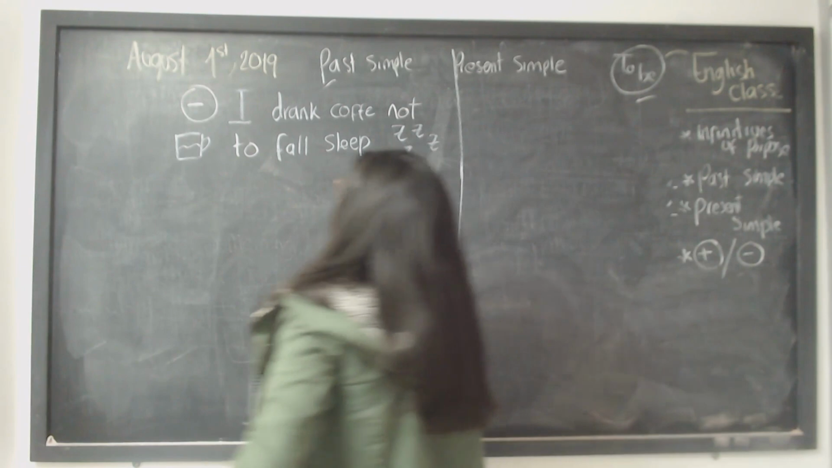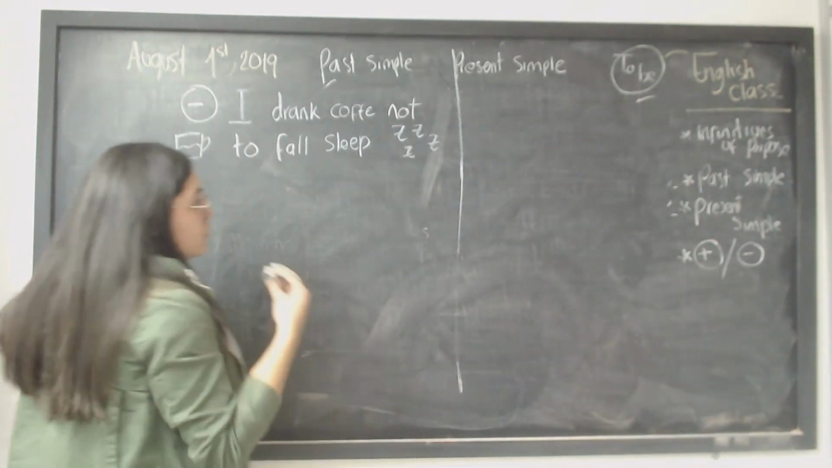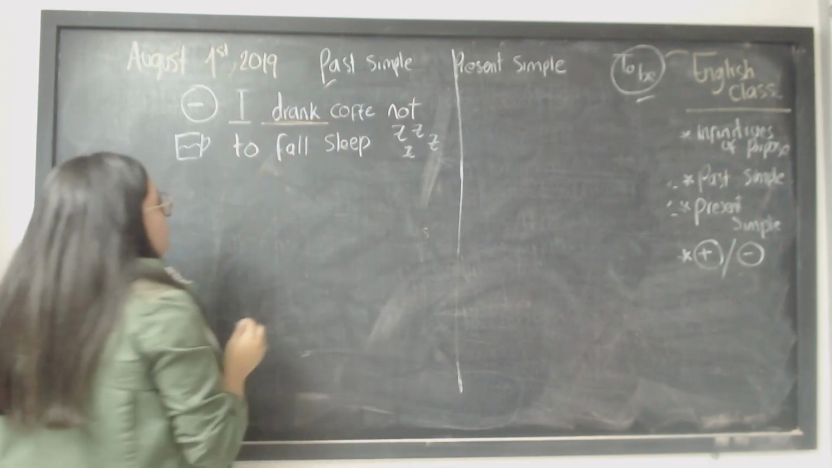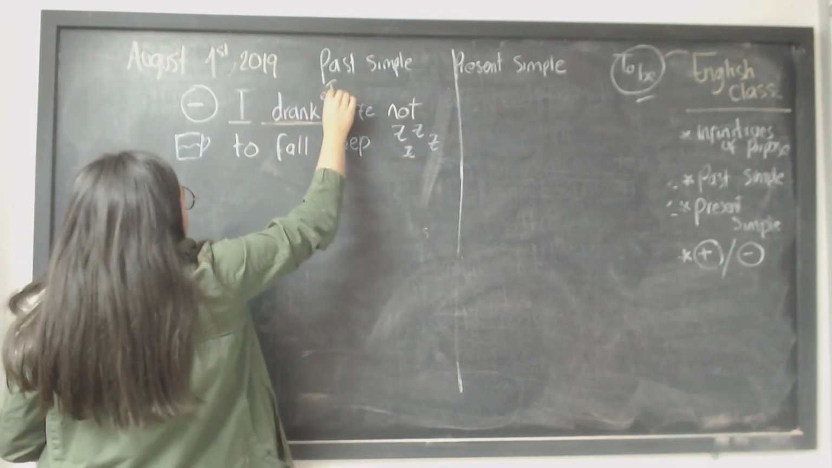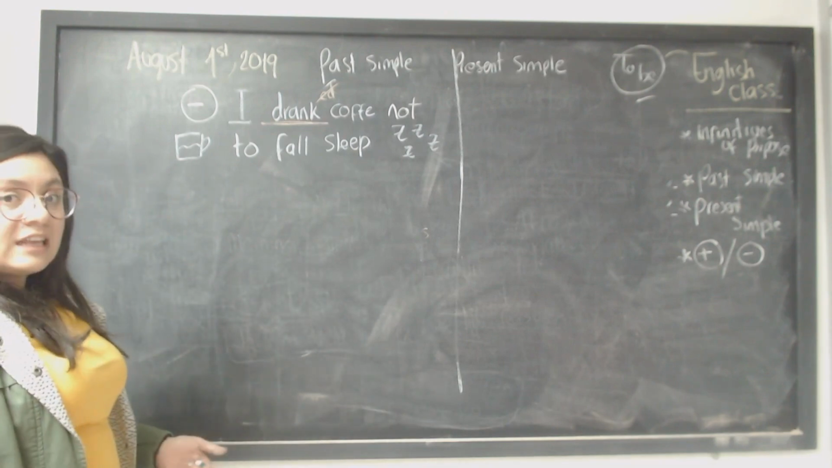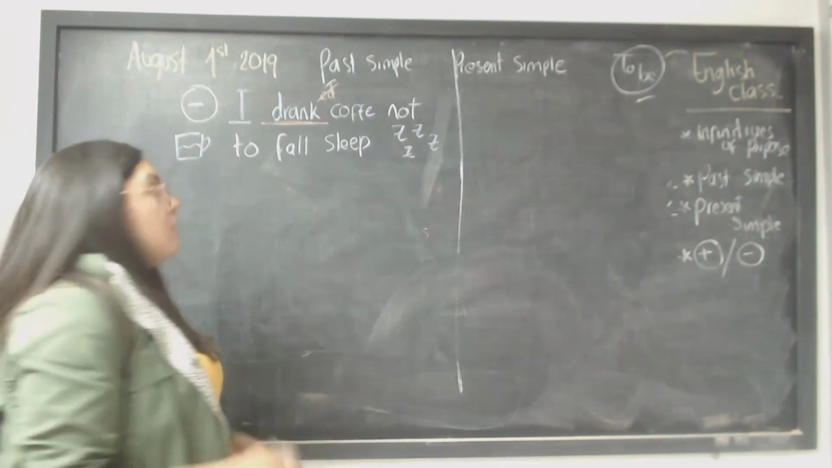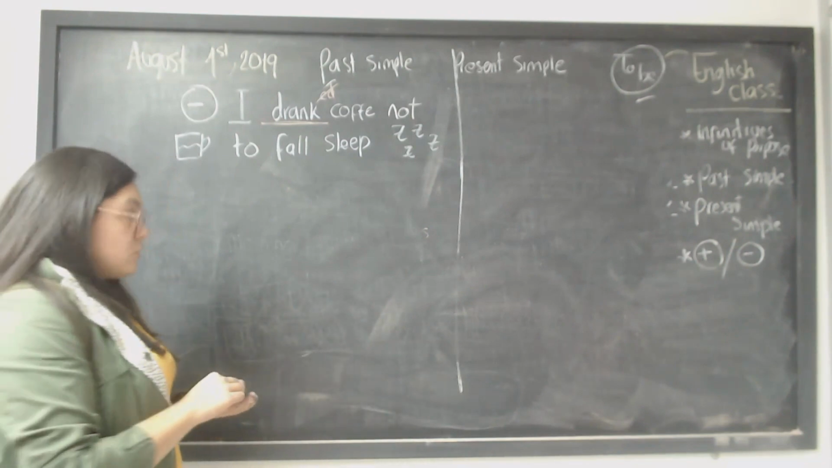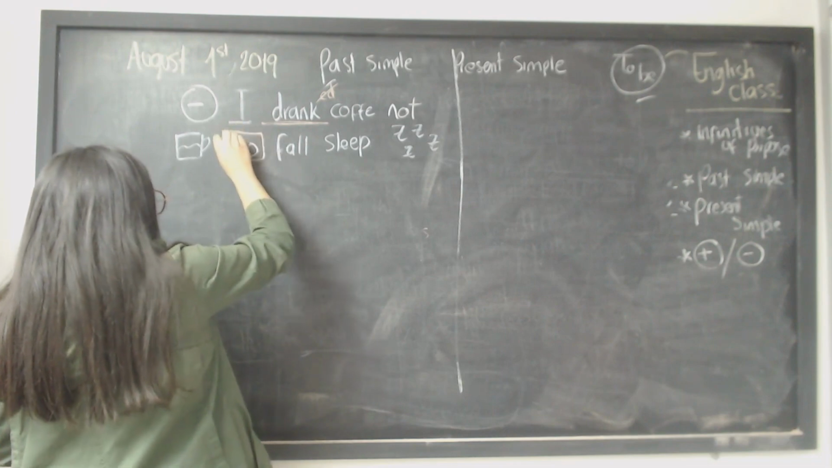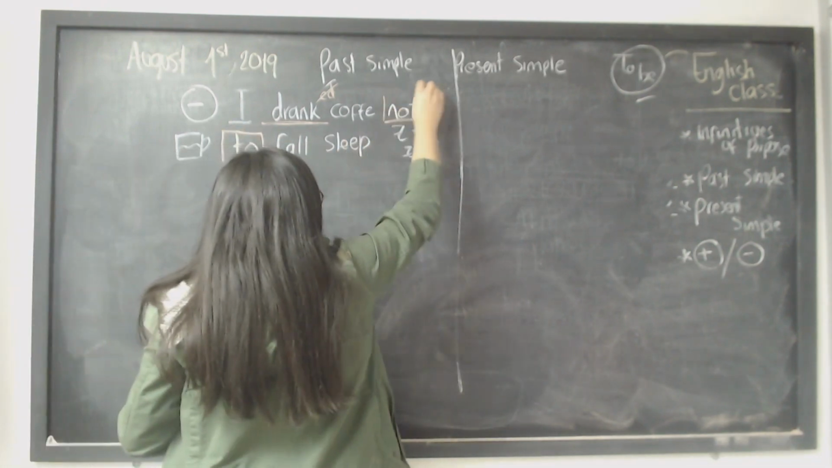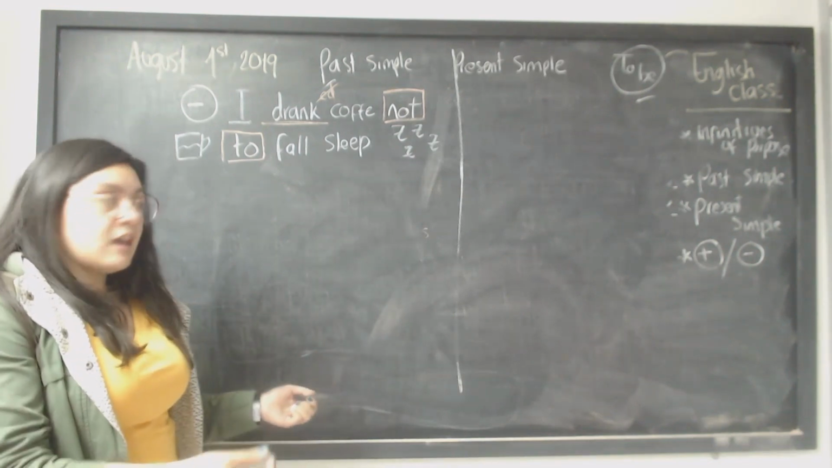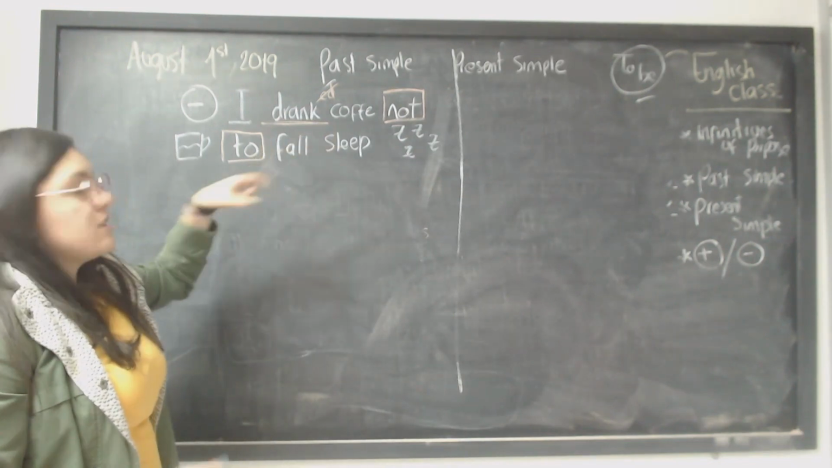So let's analyze this one. I drank, yo tomé, so past simple, and it is an irregular verb, es un verbo irregular because it doesn't finish in ed, remember that. I drank coffee not to fall asleep, para no quedarme dormido. Tomé café para no quedarme dormido. So this one, oh, sorry, another color, is the infinitive of purpose that I'm using in negative, okay? Es el infinitivo de propósito que estoy haciendo en negativo.